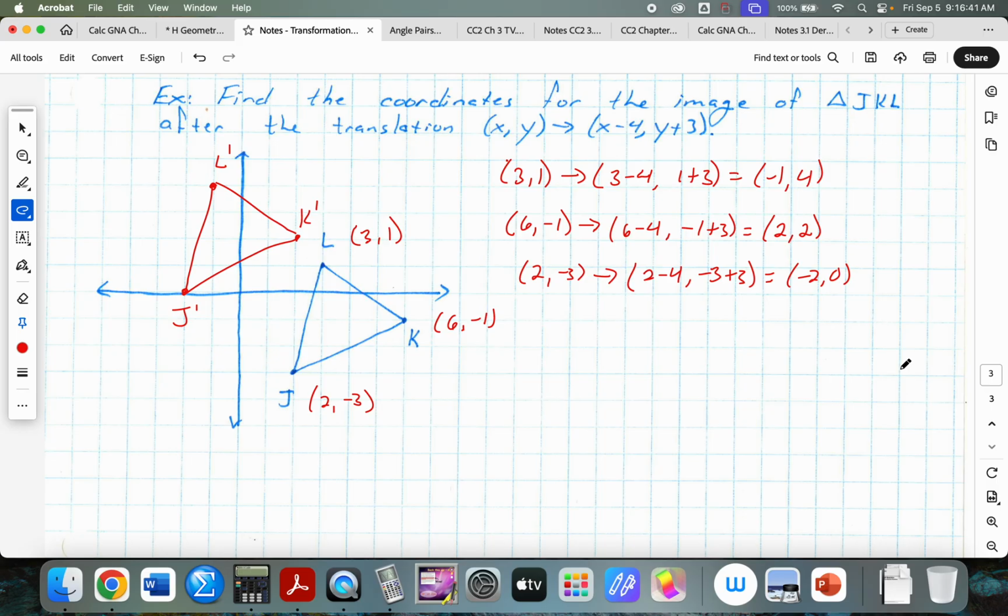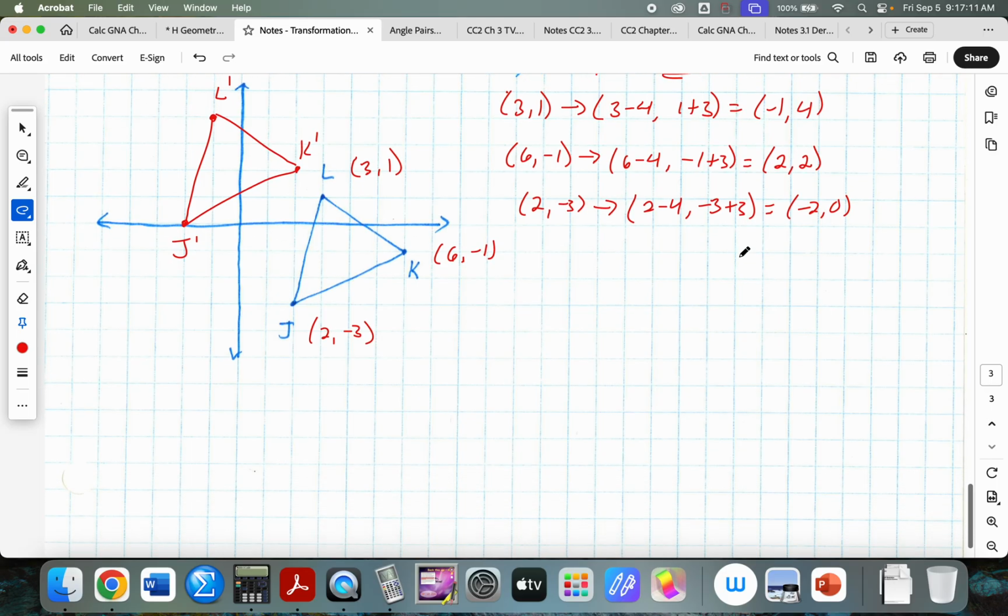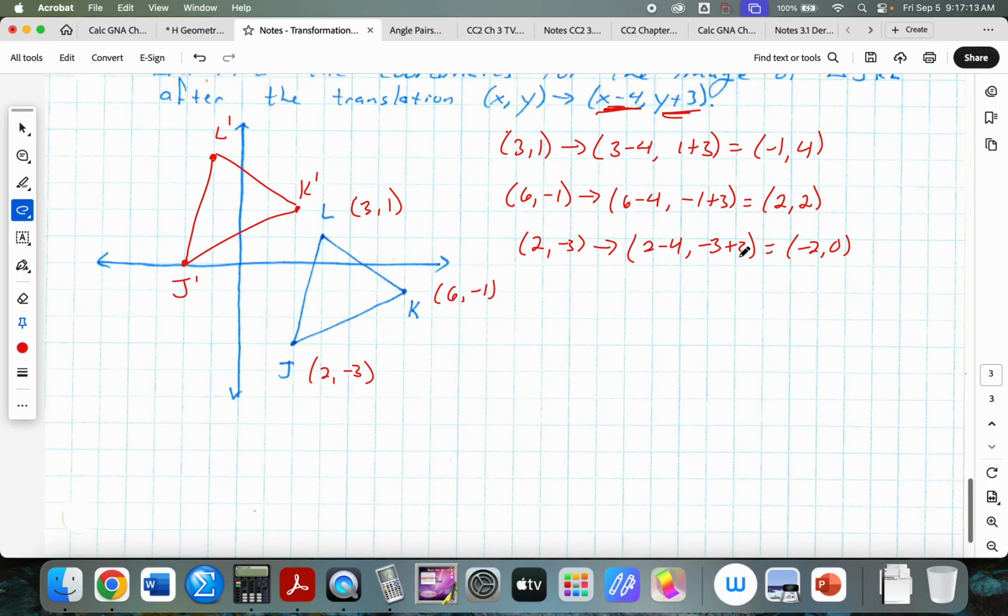Now, if you don't want to take the time to write this out, that's fine, because basically what this says is the x's go 4 to the left and the y's go up 3. You can just count that if you're graphing it. If you want to do this, absolutely fine, but it's not a requirement. Okay, any questions? Yes, ma'am.